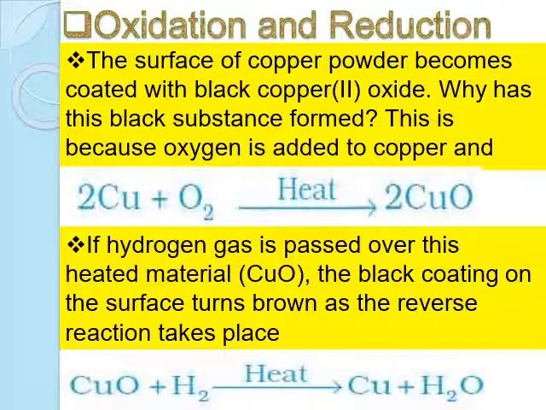Now if hydrogen gas is passed over this heated copper oxide, then this black coating on the surface becomes brown as the reverse reaction takes place. Copper oxide plus hydrogen, in the presence of heat, again gets converted into copper and water.